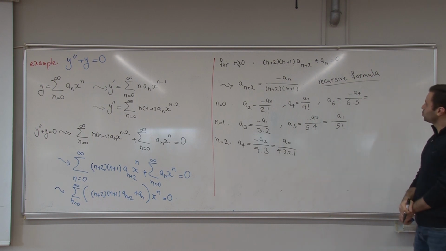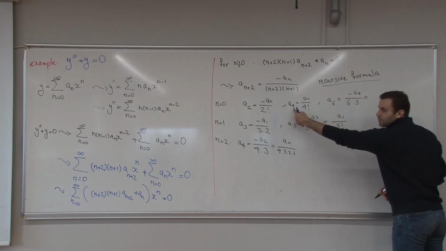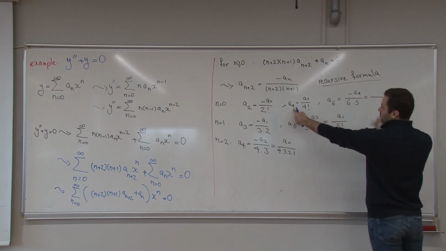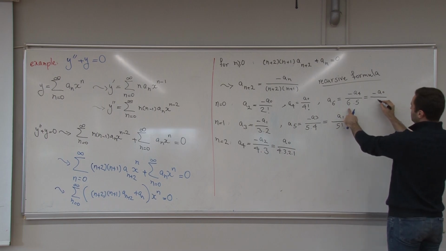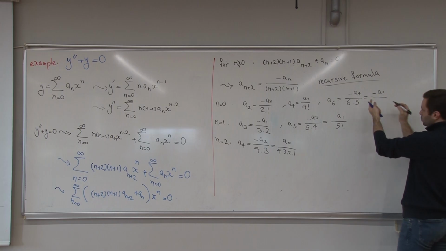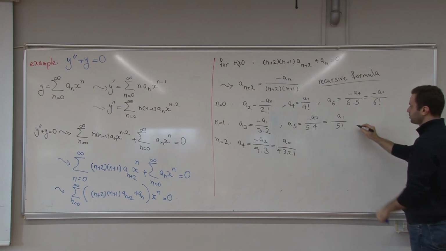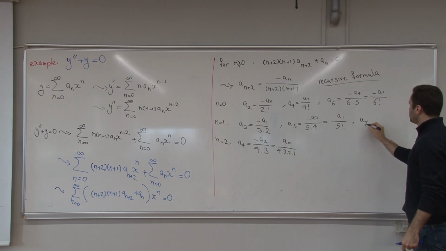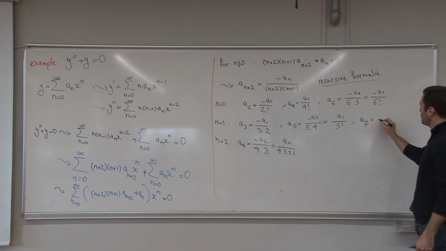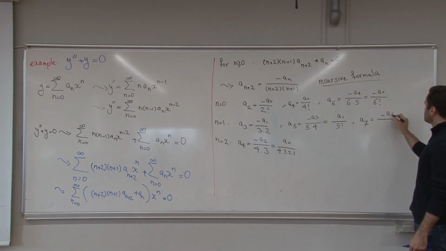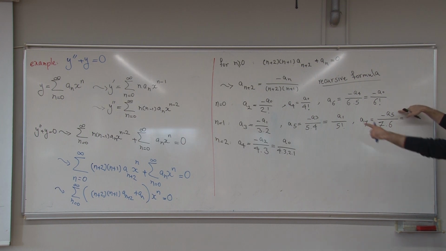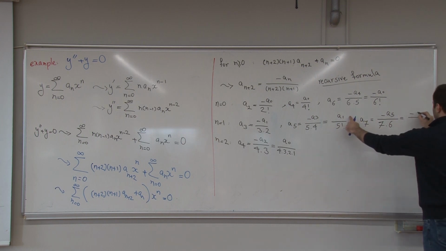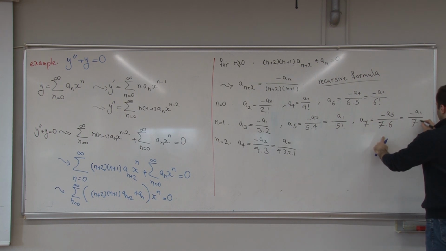Which is going to be equal to what? You know what our a4 is. So, minus a0 divided by 6, 5, 4, 3, 2. So it's 6 factorial. What about a7? a7 is going to be minus a5 divided by 7 times 6, which is going to be equal to minus a1 over 7 factorial. Yes.